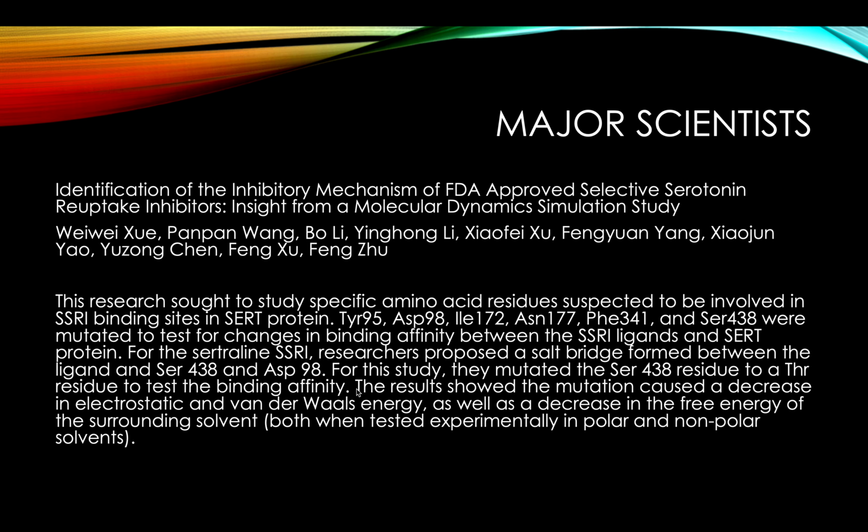So they looked at TYR95, ASP98, isoleucine 172, ASN177, PHE341, and serine 438. They tested mutating these various amino acids along with a variety of SSRIs. Looking specifically at what they did with sertraline, they were again targeting the proposed salt bridge, but they guessed that the salt bridge is formed between the ligand and serine 438 and aspartate 98. So this is different than the last study, which proposed that it was between two aspartate amino acids.